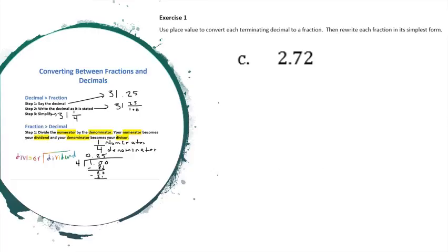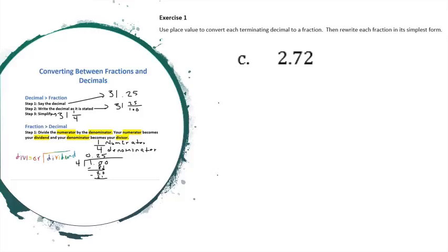So I want you to pause the video and try to do this by yourself. Do step 1, say the decimal. Then do step 2, write the decimal as it is stated. Then do step 3, simplify. If you're confused on place value, I need you to go back and look at the place value chart.